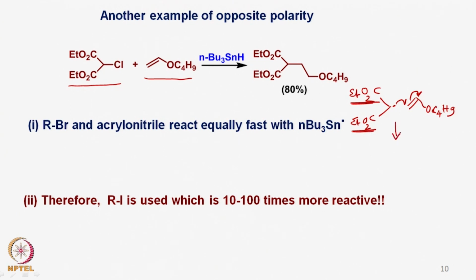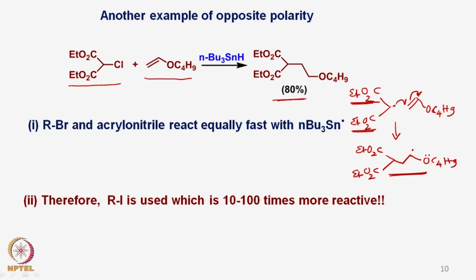So basically what is formed is this type of molecule in which you have a radical which is now next to the oxygen, and therefore it is a stabilized radical because of the lone pair of electrons on the oxygen here. So this is how the example of opposite polarity can be taken up, and as you can see the yield is very good, 80%.